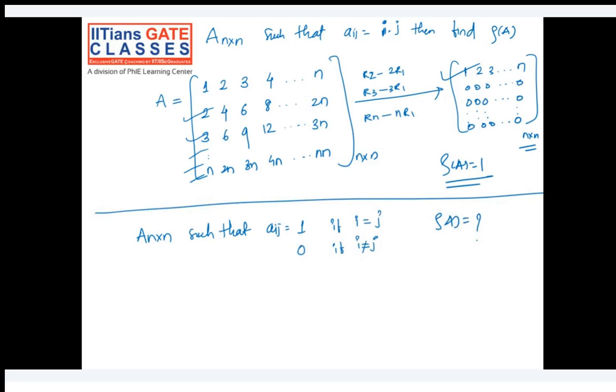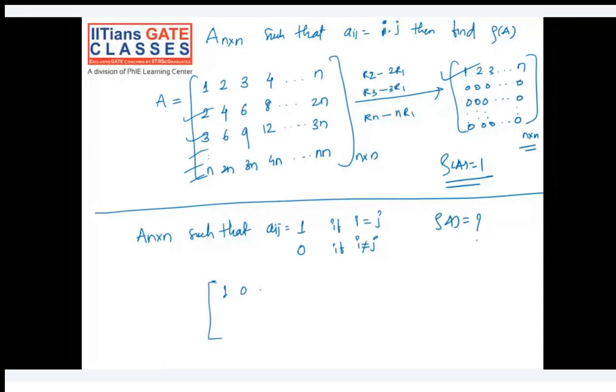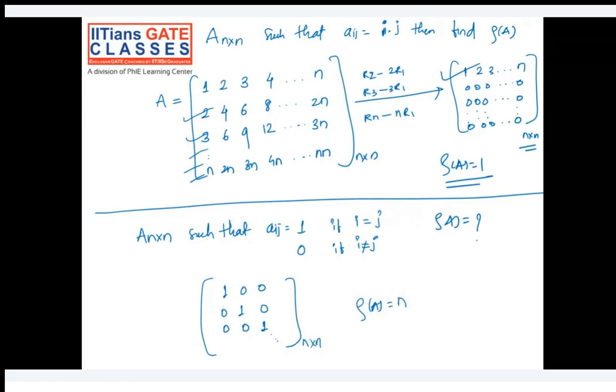Yes, it's the identity matrix: 1 0 0, 0 1 0. What is the rank of the identity matrix? Let's say it's an n cross n identity matrix. So what is the rank? n. Correct. I hope you are following these questions. These kinds of questions you can expect from rank.